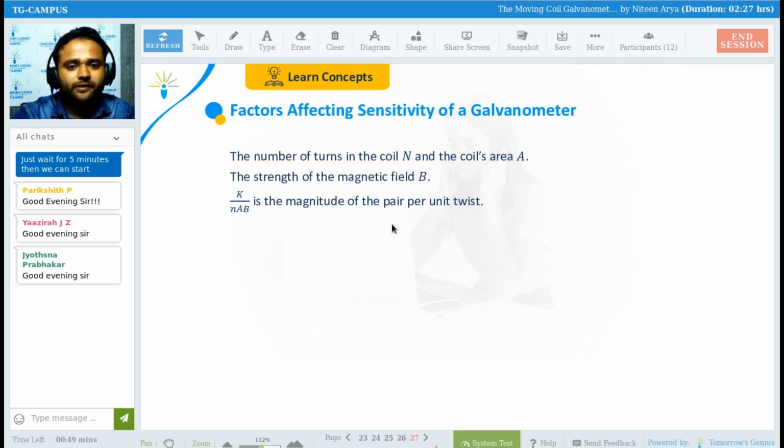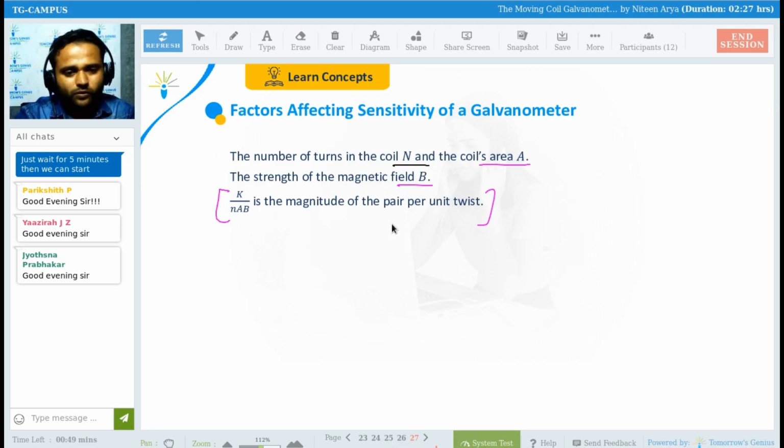Factors affecting the sensitivity of a galvanometer, as we know, are the number of turns in the coil N, the area of the coil A, the strength of the magnetic field B, and K, where NAB is the magnitude of the torque per unit twist. So these are the factors affecting the sensitivity of a galvanometer.